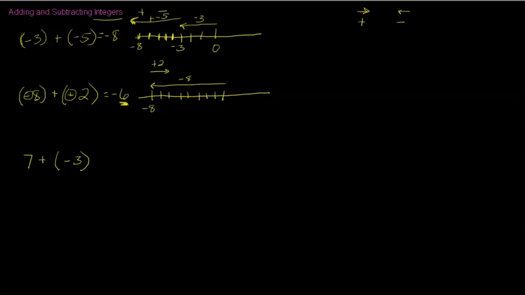So let's look at this one. So we're at 0, and we go to a positive 7. 3, 4, 5, 6, 7. And then it's just like this. Adding a negative 3 is the same as subtracting. So adding 3 would be 10, but we're adding a negative 3. So we're going to go 1, 2, 3 this way. Adding a negative 3. So we're at negative 4. So this equals negative 4.